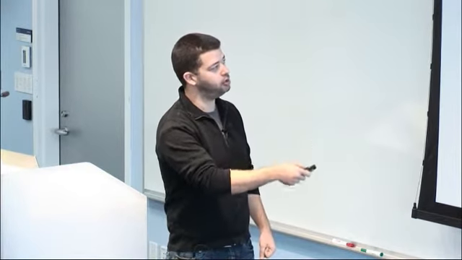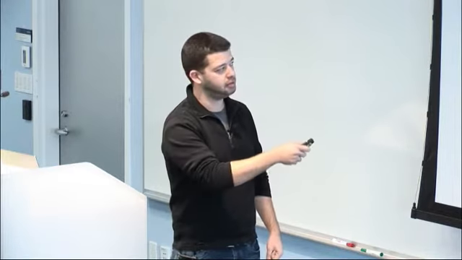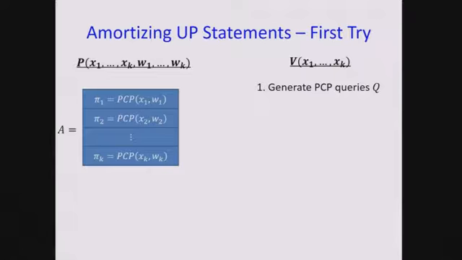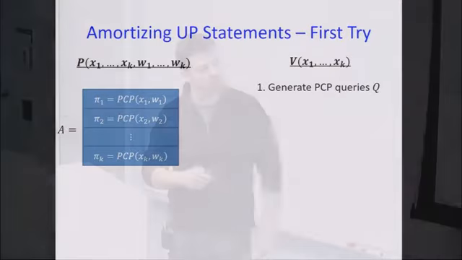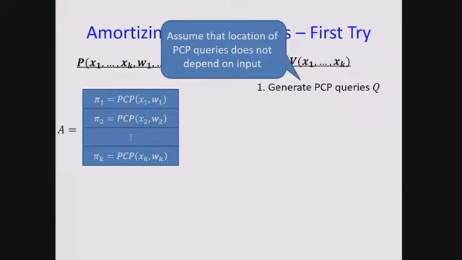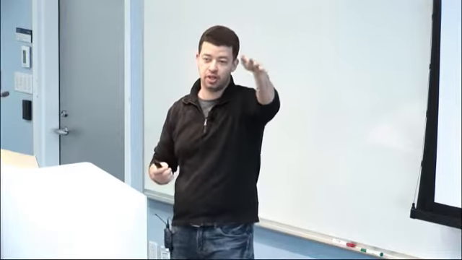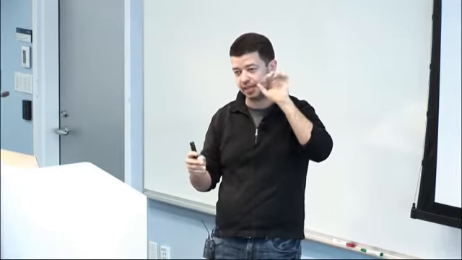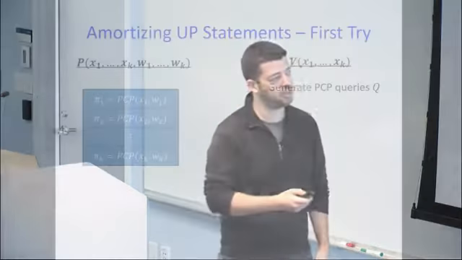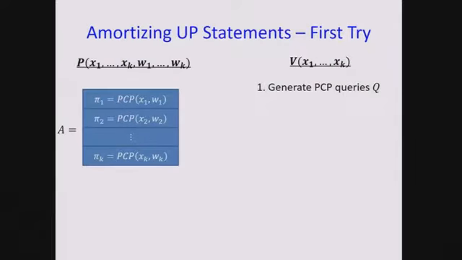So our prover generates PCPs for the k statements, this big table A. Now the verifier generates PCP queries for this PCP. And I'm going to use the fact that in many known constructions of PCPs, the verifier's queries, the places that you look at, don't depend on the input. Of course, when you get back the answer, you will look at the input. But the places that you ask are a distribution that doesn't depend on the input. So our verifier generates these queries once. These queries are, in a sense, good for all of the k statements.